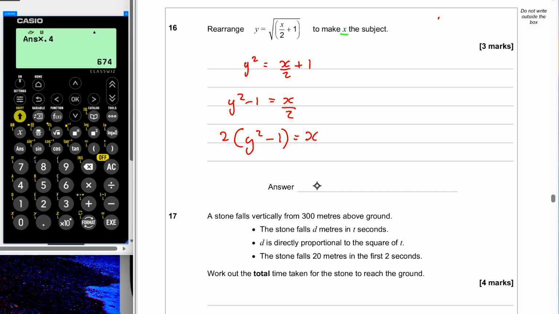Now x is the subject, so x is equal to, we could multiply that out, but I don't see any advantage. I think factorising is quite neater.